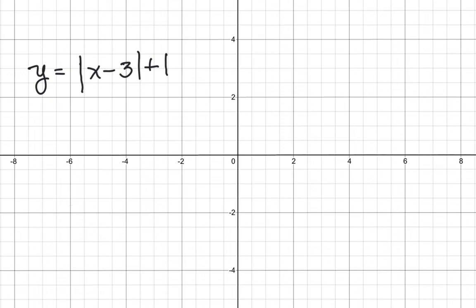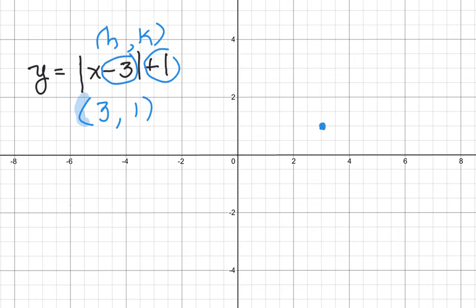So let's try that one more time. Here's a new function, y equals absolute value of x minus 3 plus 1. My vertex in this case should be at +3, +1. Again, the opposite sign of this is my h. This is my k. Vertex, that turning point is found at (h, k). So (3, 1) is right here.